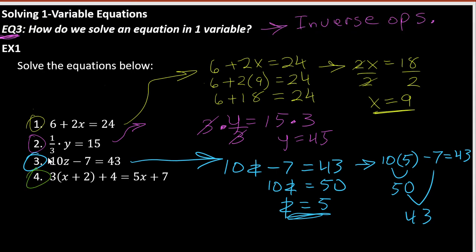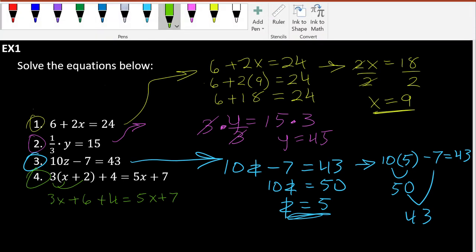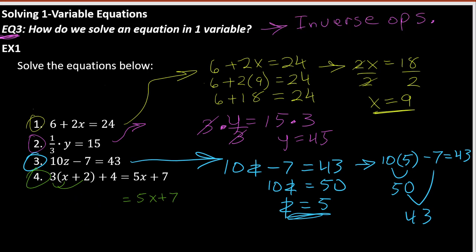Okay, last one here. So for this one, we've got an x here and an x here. So when you see equations like this, you want to have all the variables on one side and all the constants on the other. So in other words, I want all the x's on one side and all the just plain numbers on the other, right? But before we can do that, we need to go ahead and distribute this 3 and then see if we can't combine some like terms. So 3 times x, 3x, 3 times 2 is 6, plus 4 equals 5x plus 7, right? We can combine the 6 plus 4. So that leaves me with 3x plus 10 now.